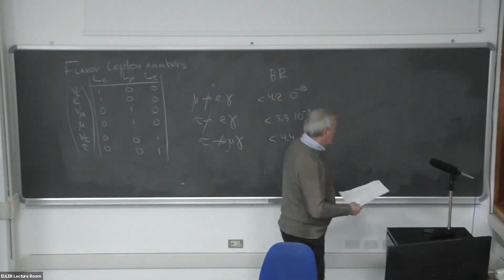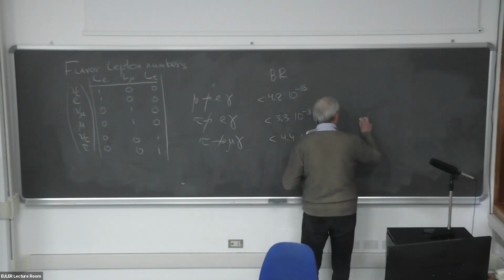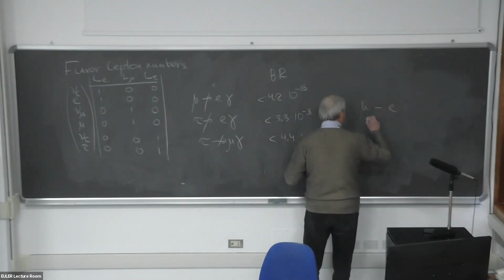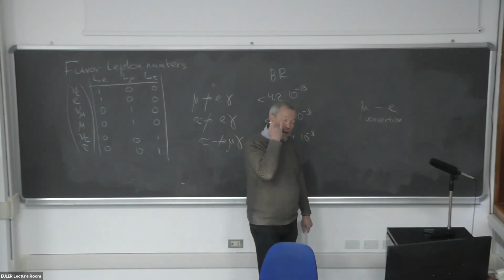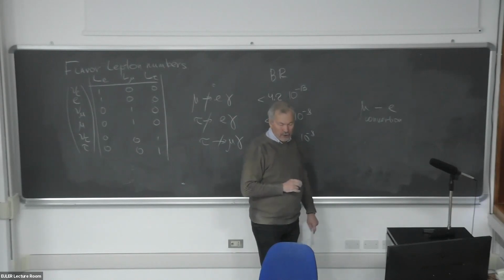There are also other processes like mu-e conversion in interaction. So you may have a muon beam which interacts with nuclei or nucleons, and then you are looking for appearance of electrons in the final state. That also hasn't been found.